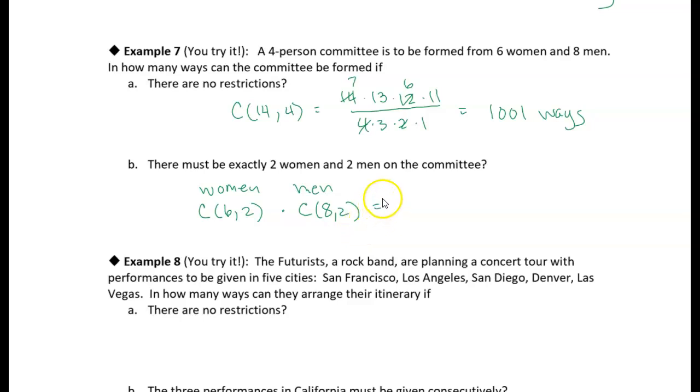All right. So 6 choose 2, that's 6 times 5 over 2 times 1. And 8 choose 2 is 8 times 7 over 2 times 1. Okay, we can simplify that down, and if I multiply that out, I get 420 ways.